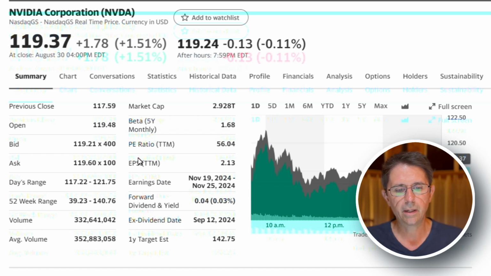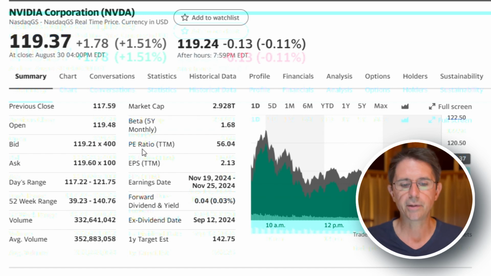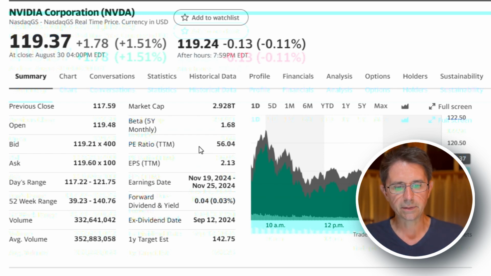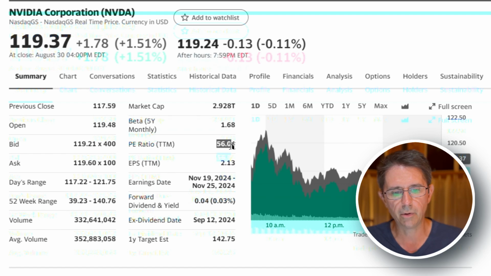The PE ratio, TTM, just stands for trailing 12 months, and the price earnings ratio is a valuation metric, and as you can see right now it's at 56. So what that's saying is, if you took the amount of money NVIDIA earns on a per share basis, so their net income divided by the number of shares outstanding, you would get their earnings per share, which is the next number down here. Okay, so they have earned $2.13 over the previous 12 months. If you multiply that $2.13 by 56.04, you will get the stock price of $119.37.